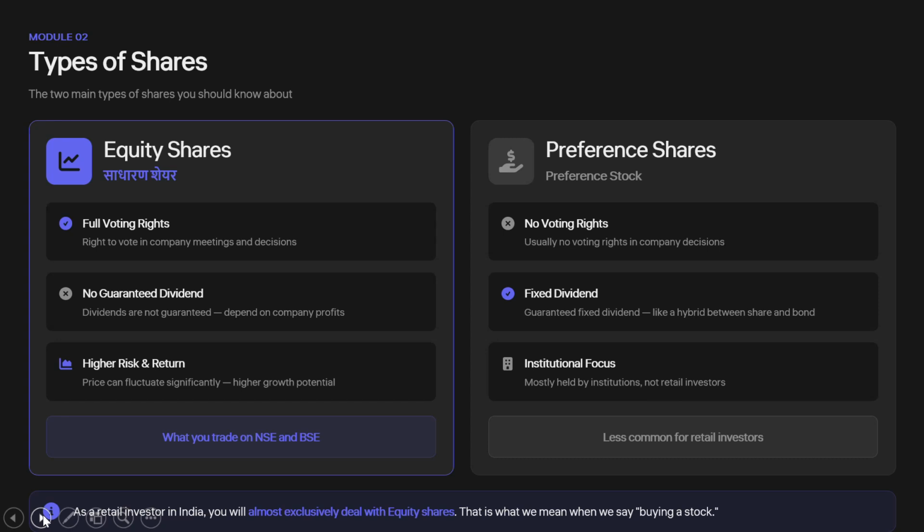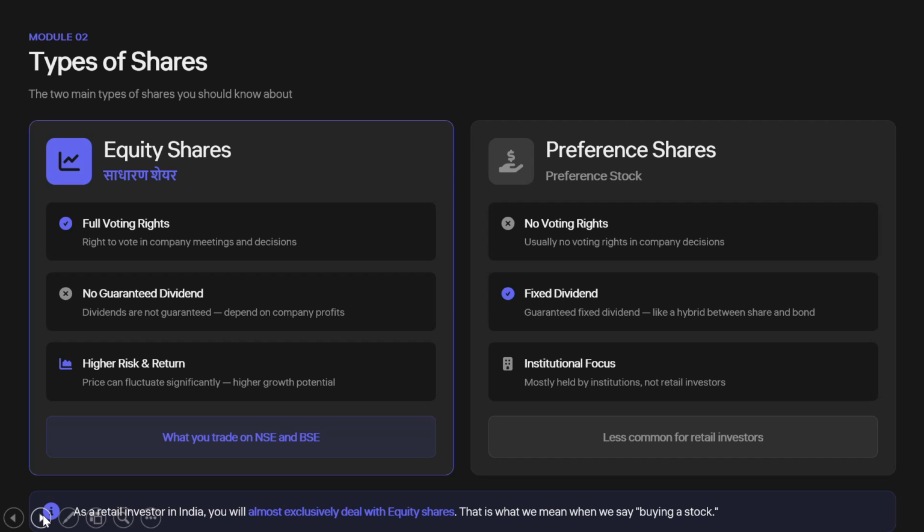There are two main types of shares. Equity shares, or Sadharan shares, are what you trade on NSE and BSE. Full voting rights, no guaranteed dividend, higher risk, and higher return potential.